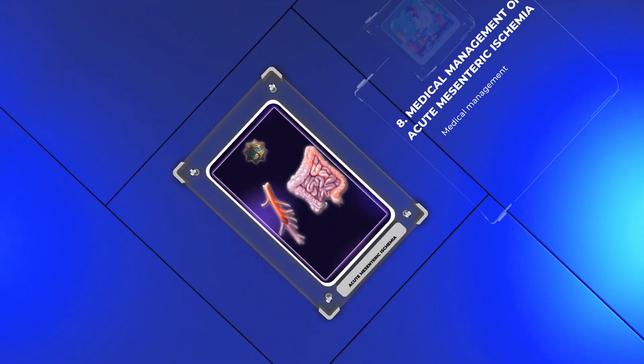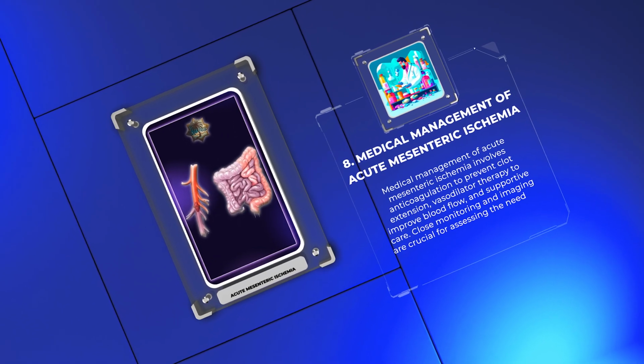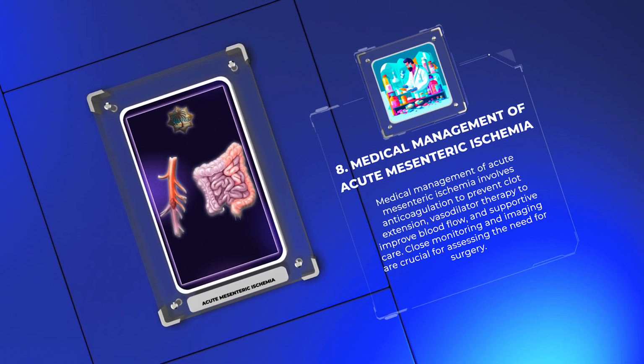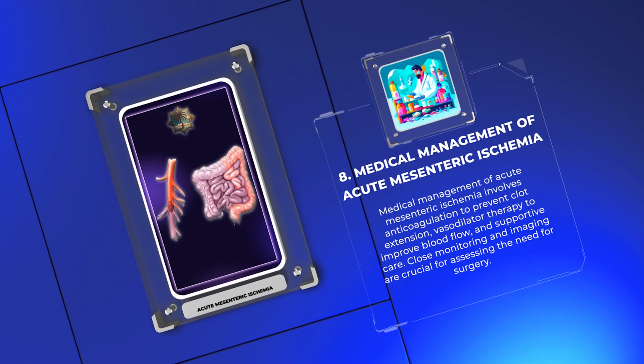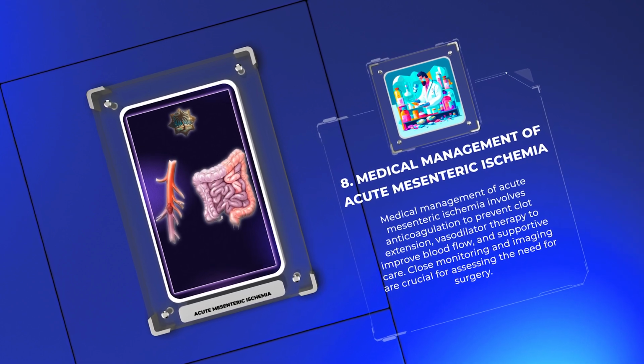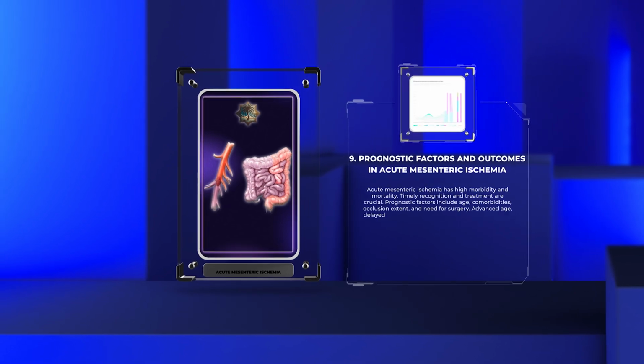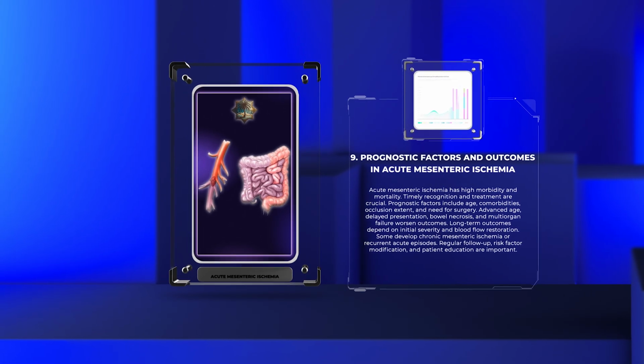Medical management of acute mesenteric ischemia involves anticoagulation to prevent clot extension, vasodilator therapy to improve blood flow, and supportive care. Close monitoring and imaging are crucial for assessing the need for surgery. Acute mesenteric ischemia has high morbidity and mortality. Timely recognition and treatment are crucial.